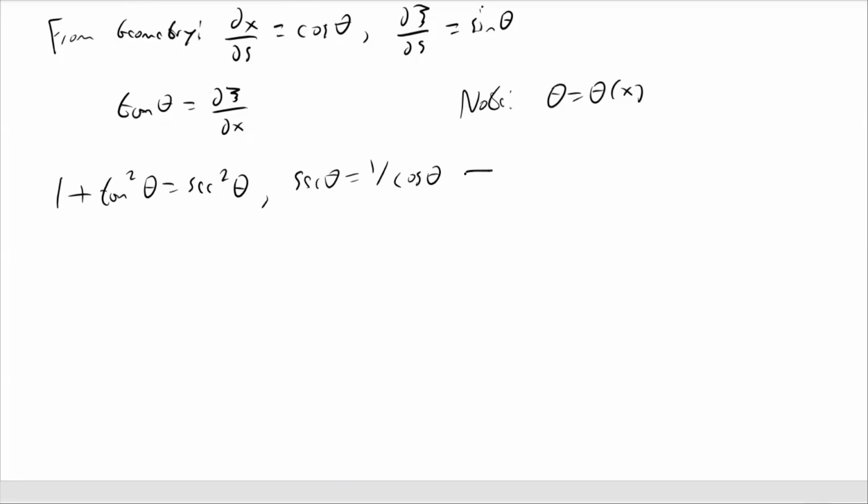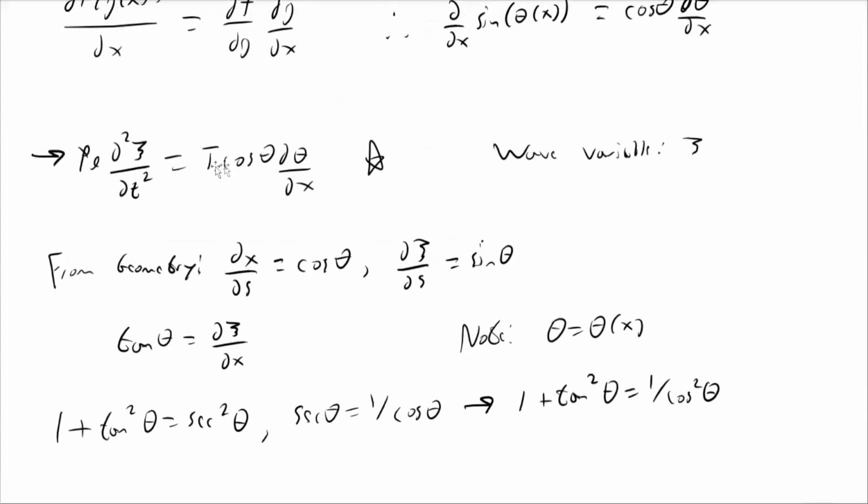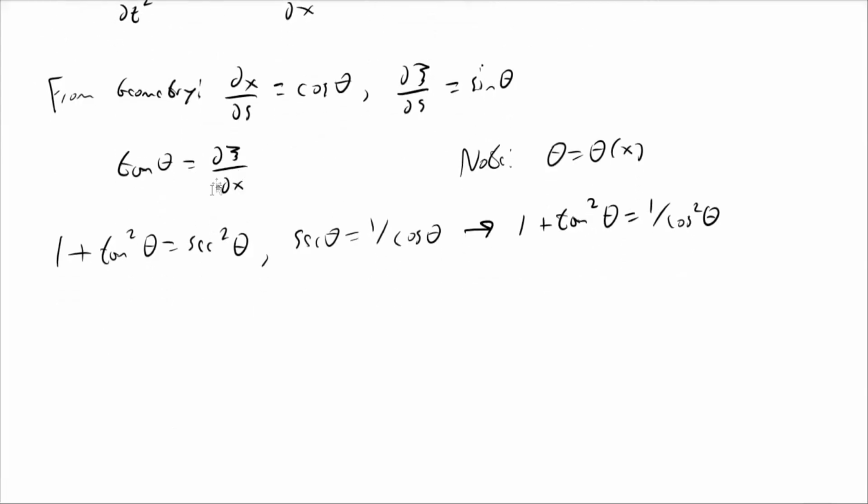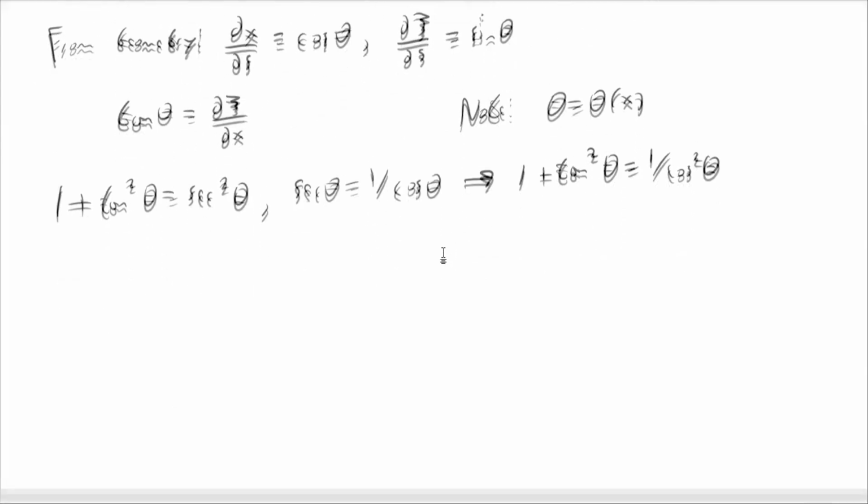Thus, 1 plus tangent squared theta is equal to 1 over cosine squared theta. Okay. Well, why am I doing this? Well, because if you remember, we have cosine theta here. But cosine is in terms of s, but tangent on the other hand is in terms of d c dx. And we want to be in terms of c.